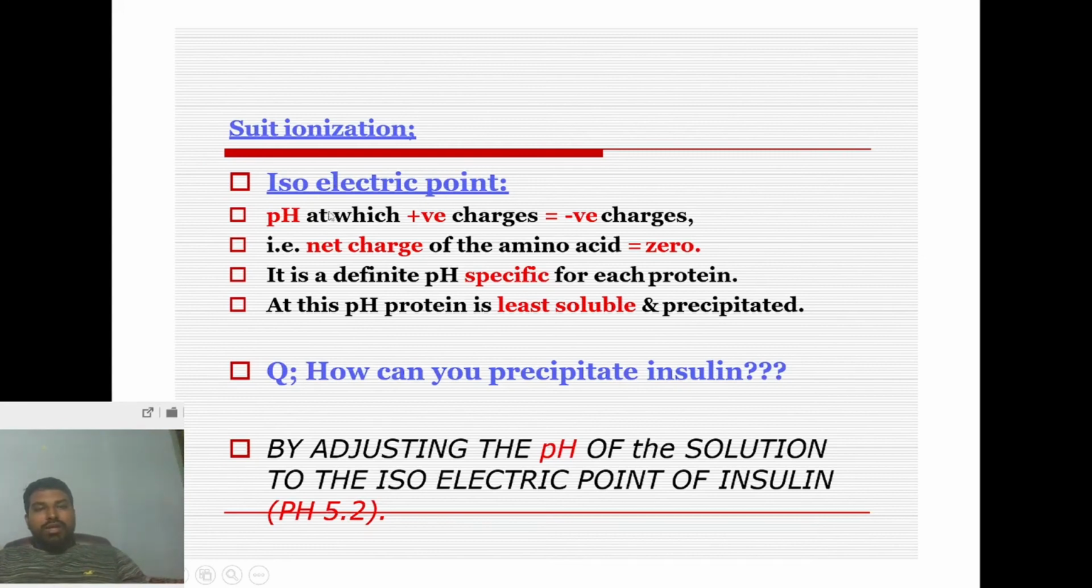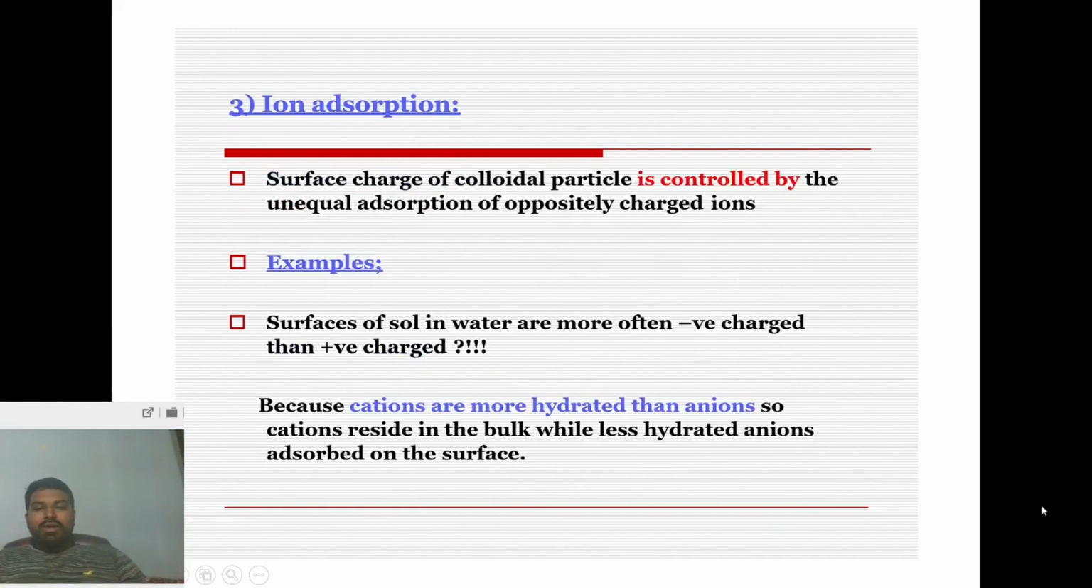The isoelectric point is the pH at which negative charges equal positive charges, that is, the net charge of the amino acid is 0. It is a definite pH specific for each protein. At this pH the protein is least soluble and precipitates. How can you precipitate insulin? By adjusting the pH of the solution to the isoelectric point of insulin, which is pH 5.2.